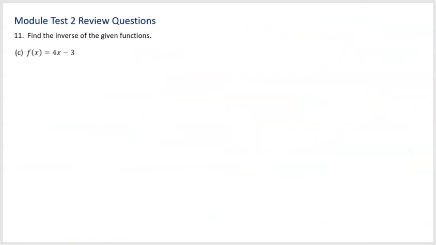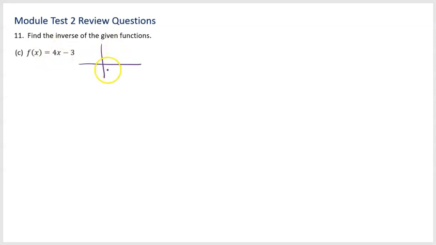All right, my next inverse problem is C. f of x equals 4x minus 3. Actually considerably easier than the last one we did. Now, is that 1-to-1? You know what? It's a straight line. And anytime you have a straight line, as long as it's not a horizontal line, it is 1-to-1. And anytime it has a slope, it's not a horizontal line.